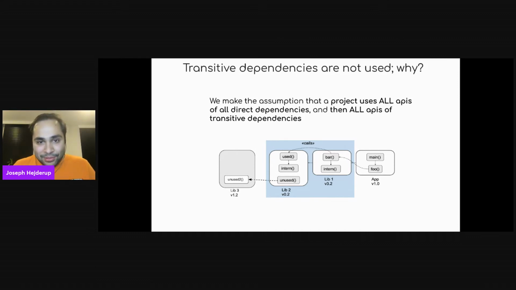If you look at this example of the transitive dependencies, here we see that foo uses bar, and bar then uses used, and then intern. But here we have, for example, unused, and unused doesn't use lib version 3. So if we use the call-based approach, we know that app basically uses lib 1 and lib 2, but not lib 3. Whereas with the metadata-based approach, it would consider all of them used. So it really shows that context has a very, very big importance.